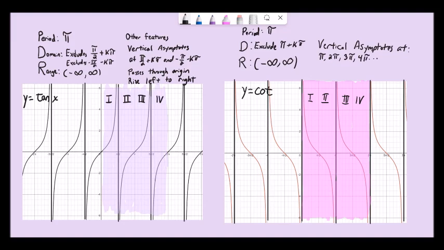This graph does not pass through the origin. So that's how we could distinguish this. Does not pass through the origin. And the values fall from left to right, within the restricted domains, though. Because if you're just looking at the values within the domain, they fall from left to right. But obviously, once you go into a new cycle, the values go back up again. Okay, so that is tangent and cotangent.